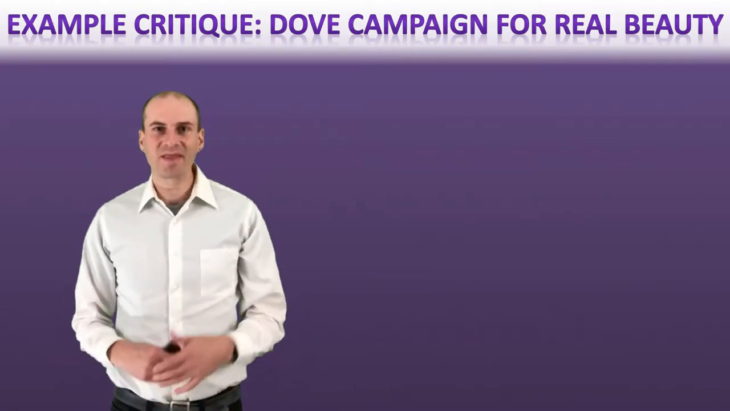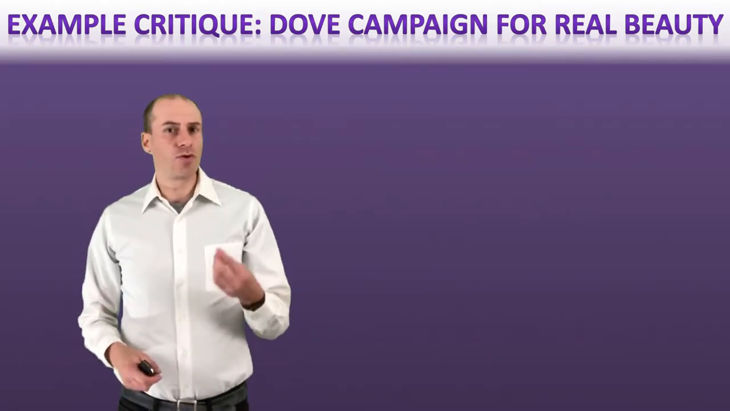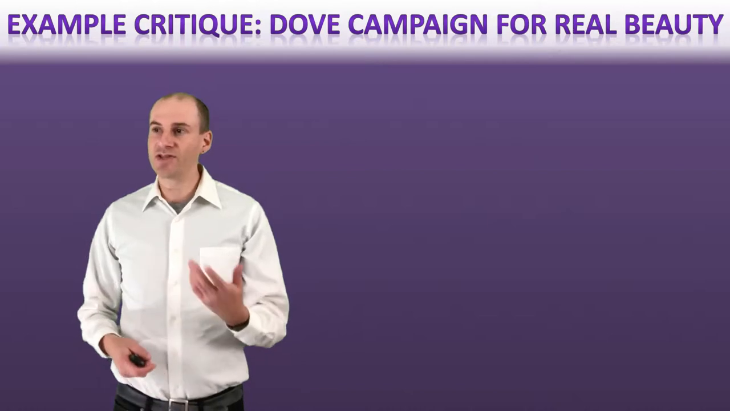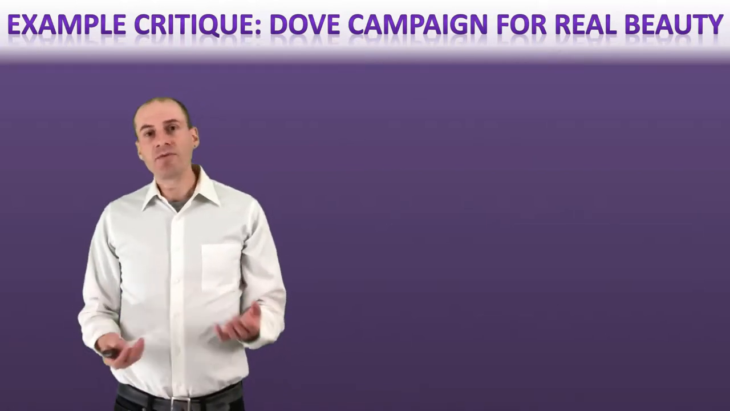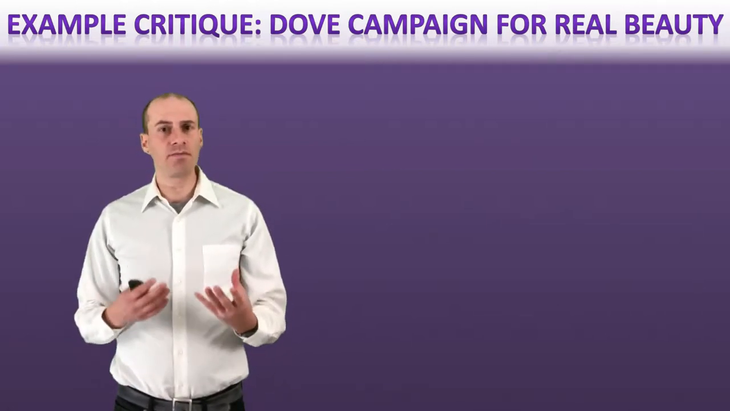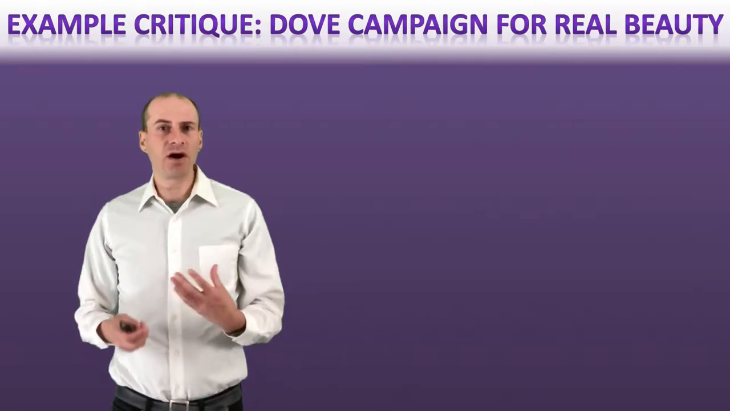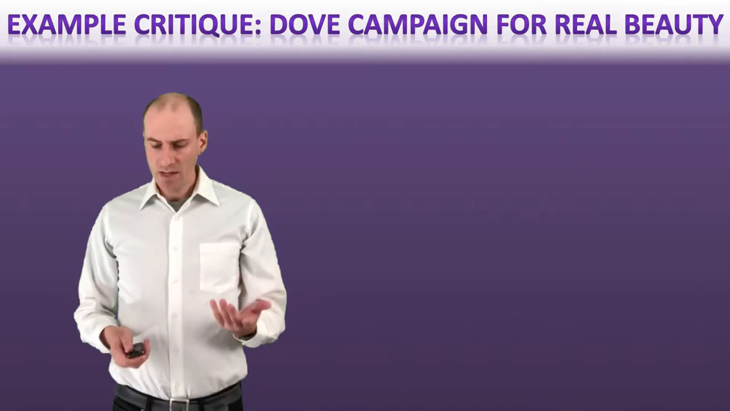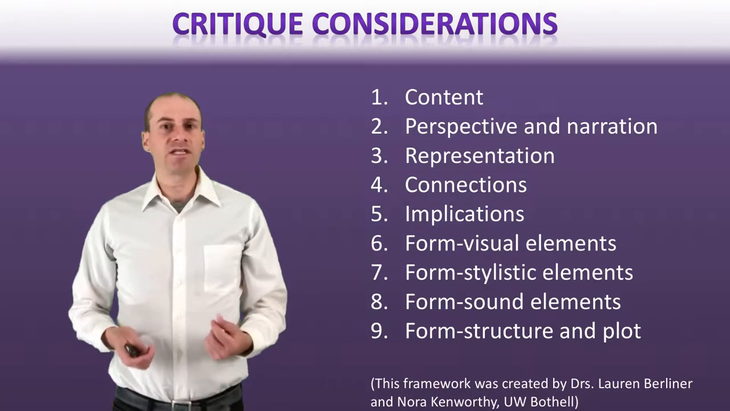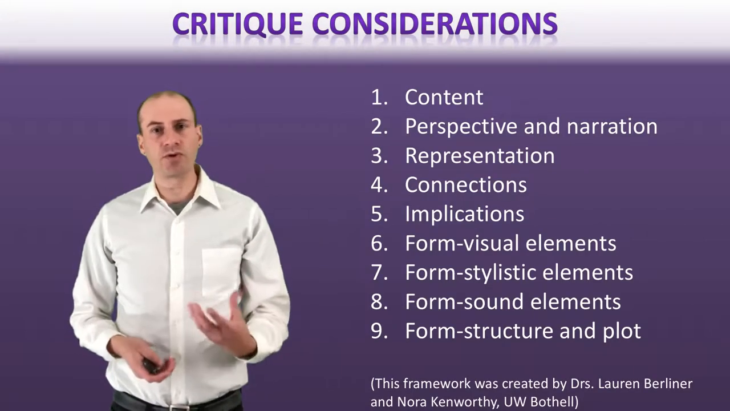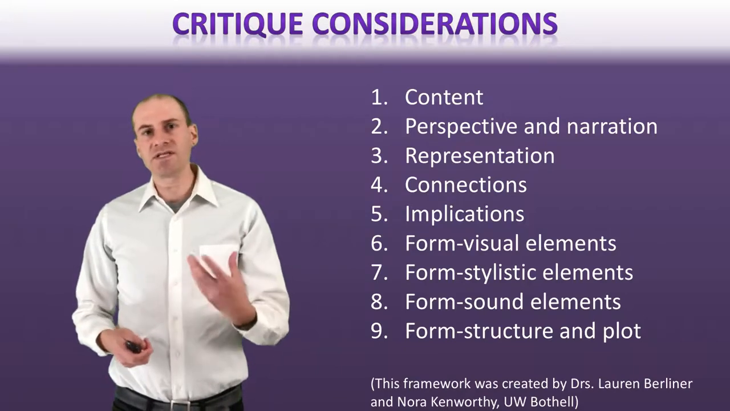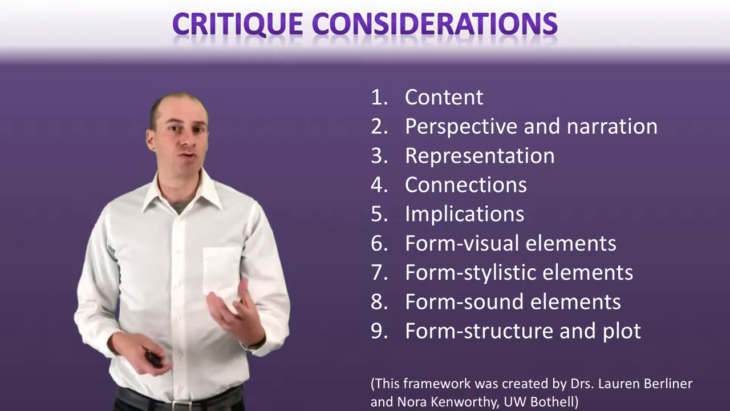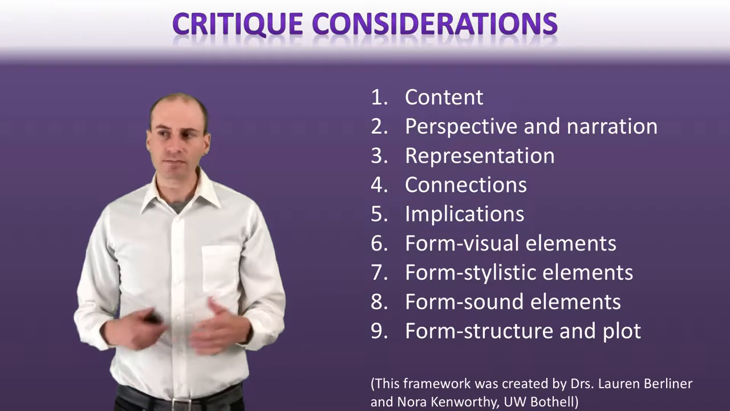Hello and welcome. In this lecture, we're going to be going through an example critique of the Dove campaign for Real Beauty. I'm doing this because I think sometimes when we're talking about critiquing film, it's actually helpful to see an example of how that might look, particularly as we're thinking about these different criteria or considerations. Getting some examples of how that might be expressed might be useful to you going forward.